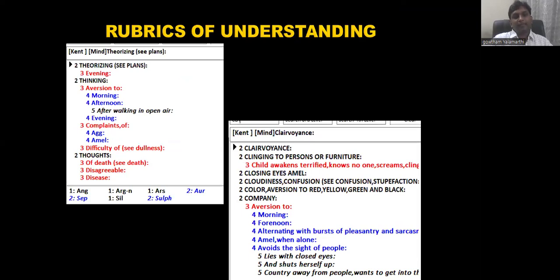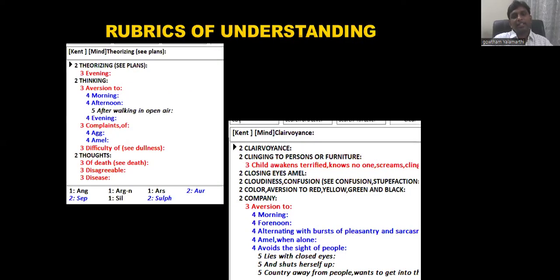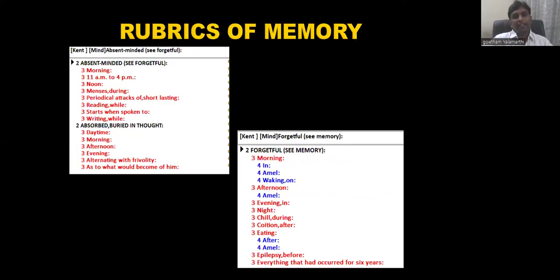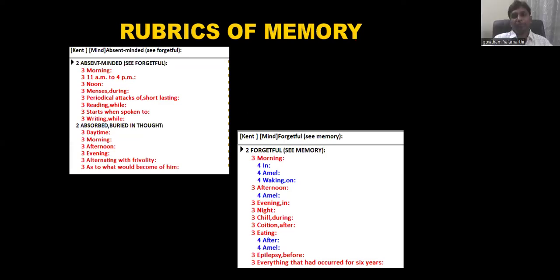Rubrics of understanding, theorizing, like plans or clairvoyance, delusions, imaginations, hallucinations, illusions, monomania, all this comes under the understanding. Memory, absent-minded, forgetfulness, all these come under the rubrics of memory.